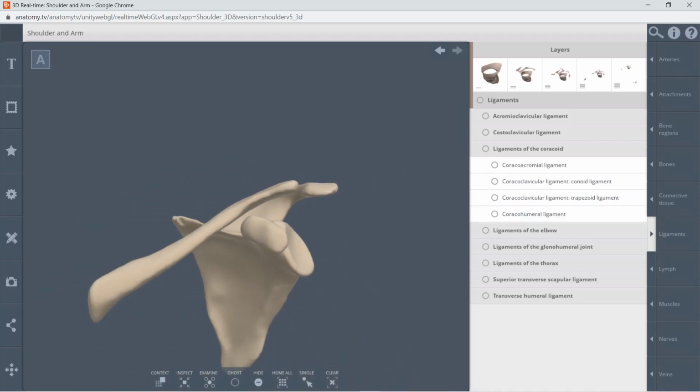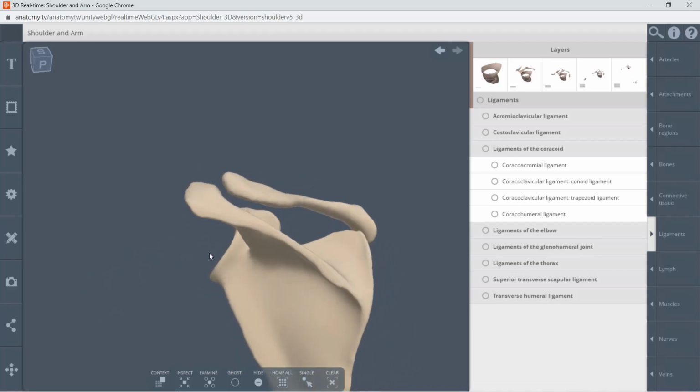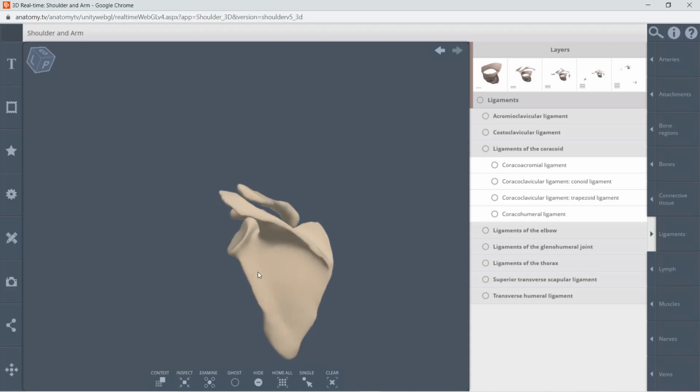Okay. And as I said before, the glenoid labrum deepens the joint space to increase stability. So that was a very quick run through of the bony structures of the clavicle and the scapula.